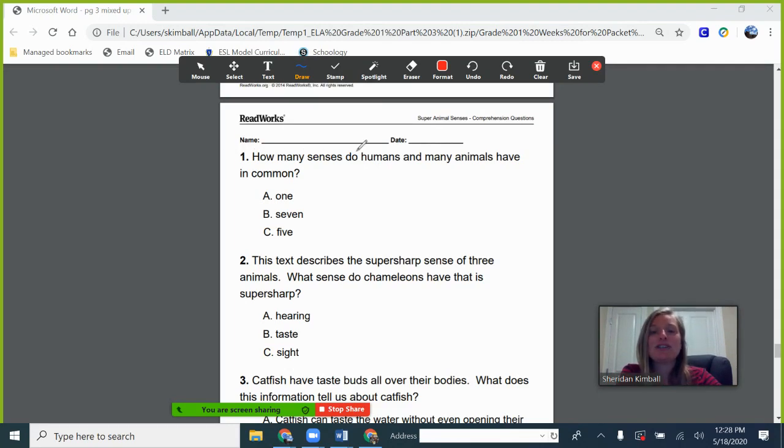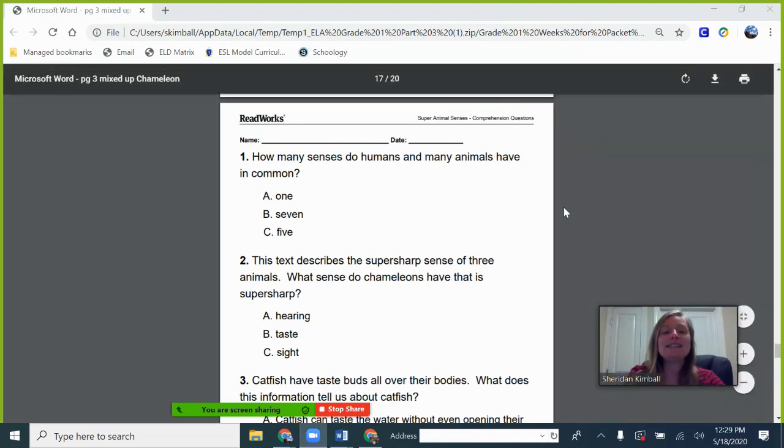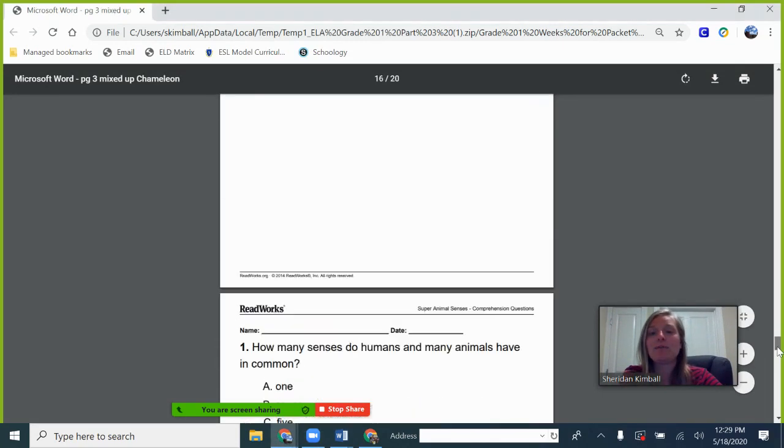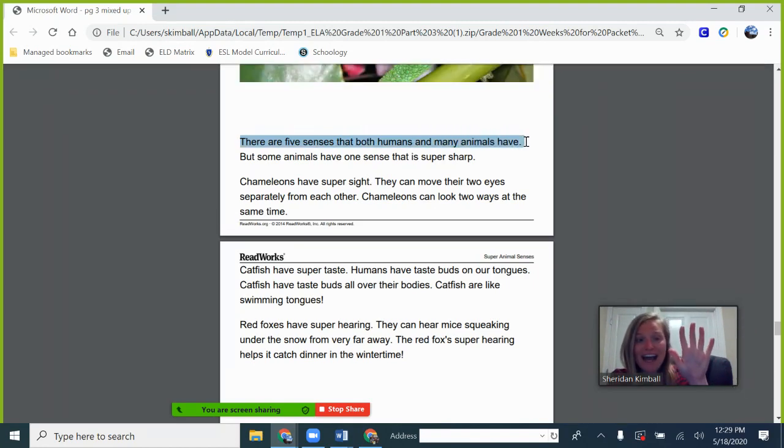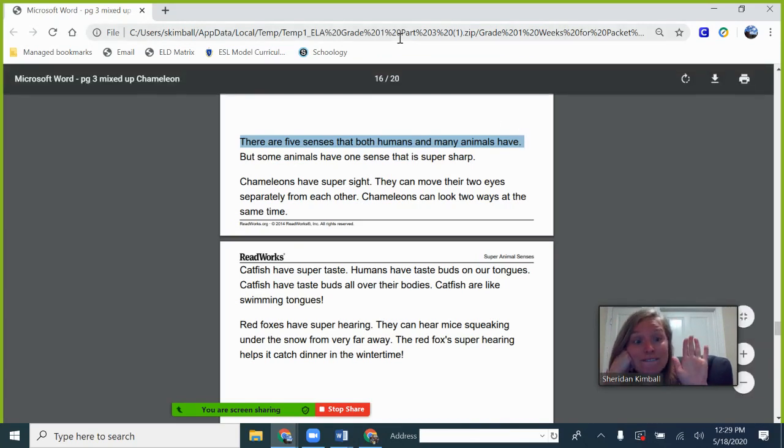How many senses do humans and many animals have in common? Ooh, I know what we could do. Let's look back into the reading to help us. How many senses do humans and many animals have in common? It says right here, there are 5 senses that both humans and many animals have. So we share 5 senses. It's just that some animals are really good at one of those senses. So let's circle 5.